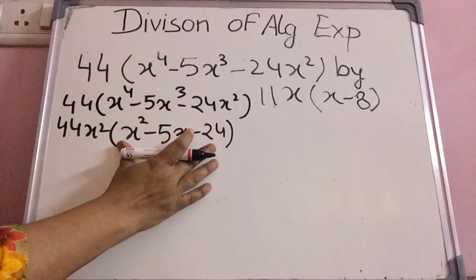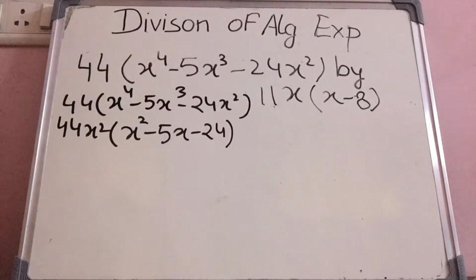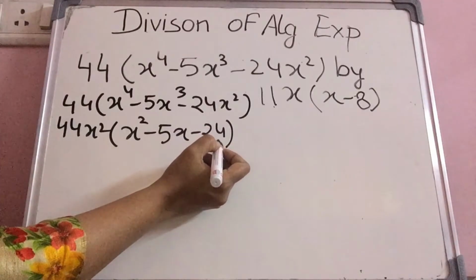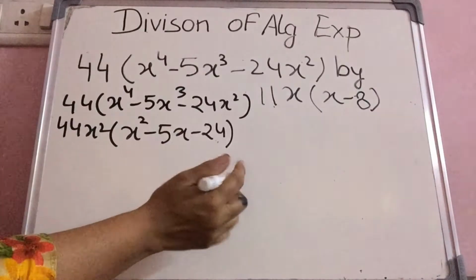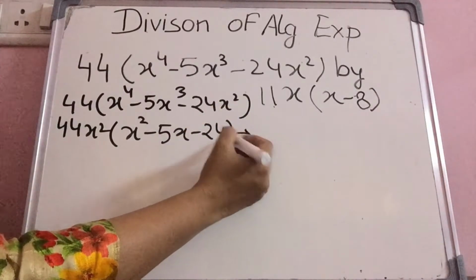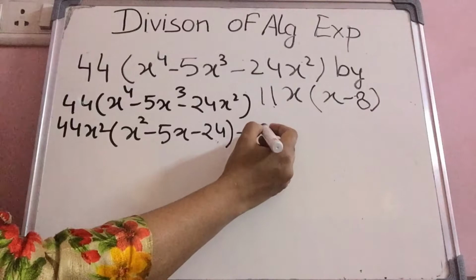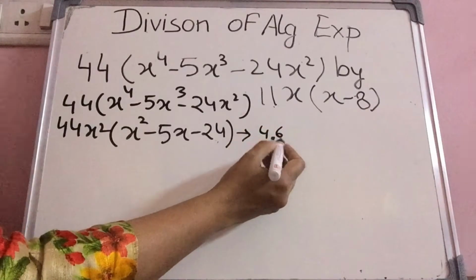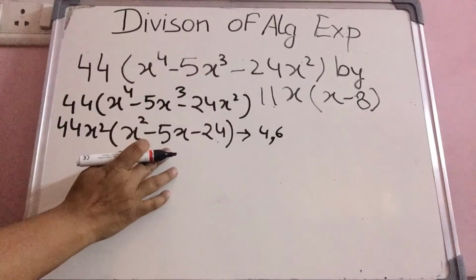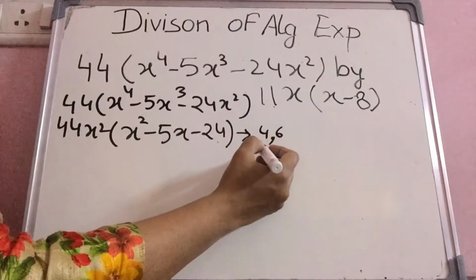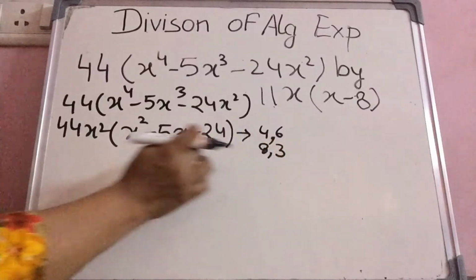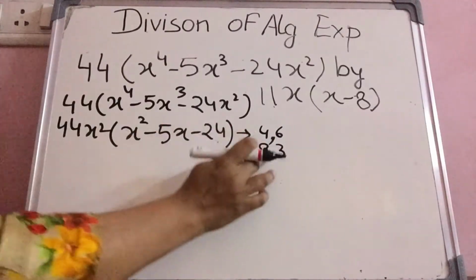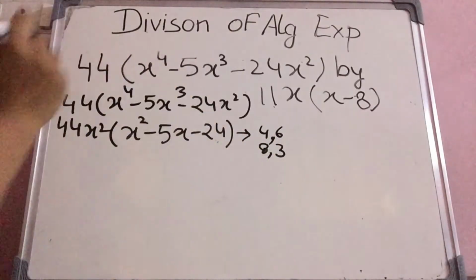How will we factorize? We'll factorize it by splitting the middle term, and for that we have to split this into its factors. For revision of splitting the middle term, please go and watch my earlier video. Factors of 24 can be 4 and 6, but adding or subtracting 4 and 6 we will not get 5. Factors of 24 can be 8 and 3. We see on subtracting 8 and 3 we get 5. So we will use 8 and 3, factors of 24.